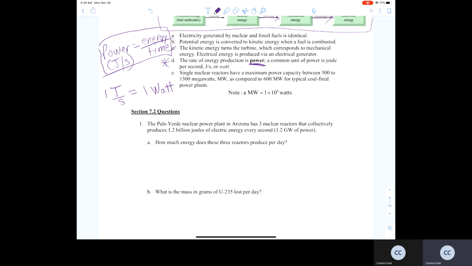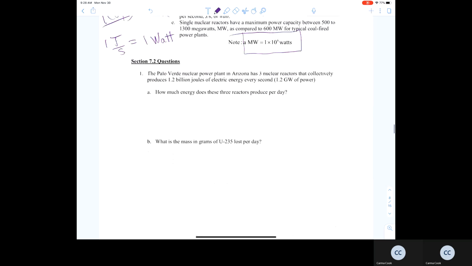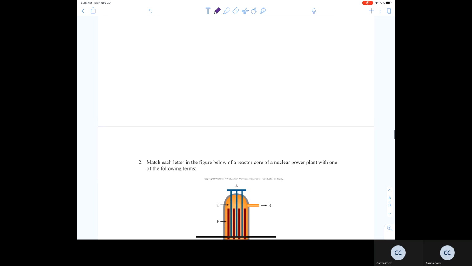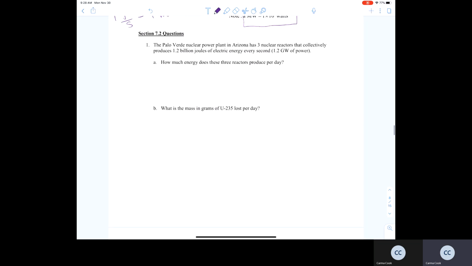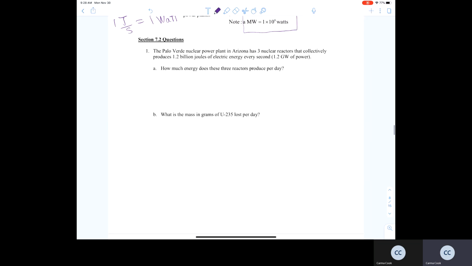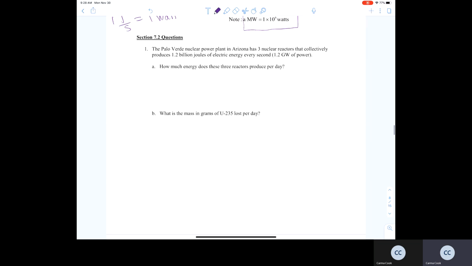Notice that a megawatt, mega means a million. So 1 megawatt is 1 times 10 to the 6 watts. And so you have a power plant in Arizona, Palo Verde. It has 3 nuclear reactors that collectively produce 1.2 billion joules of electrical energy per second. So that's the power, 1.2 gigawatts.